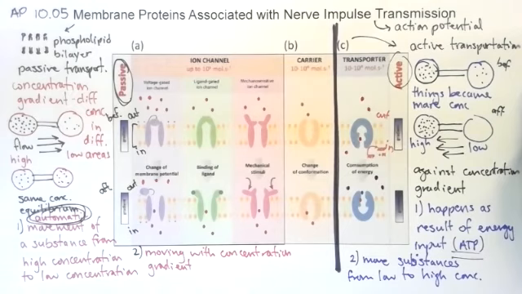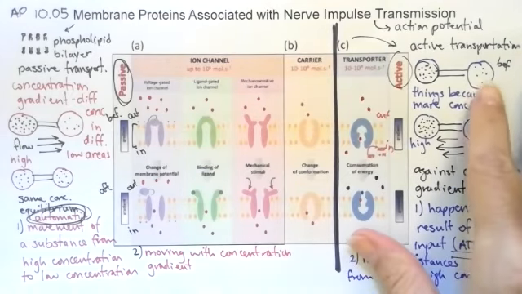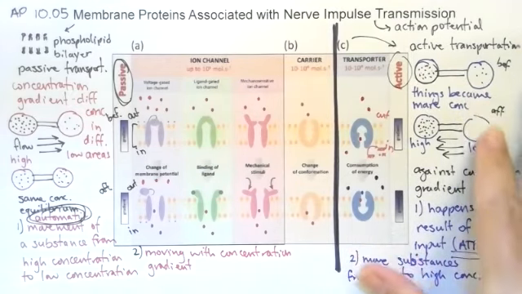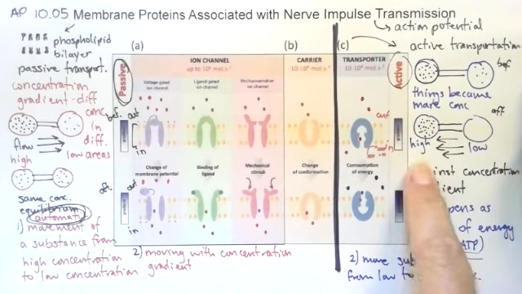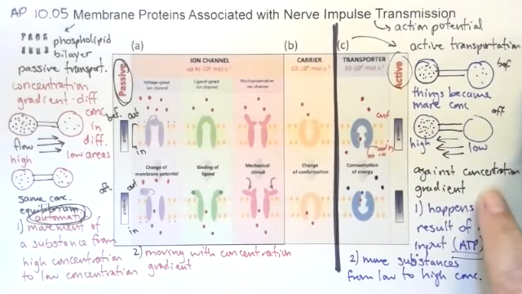If we're talking about active transportation, we're taking a higher concentration and a lower, and we're actually making it more concentrated. That's called moving against the concentration gradient, and this has to have ATP.